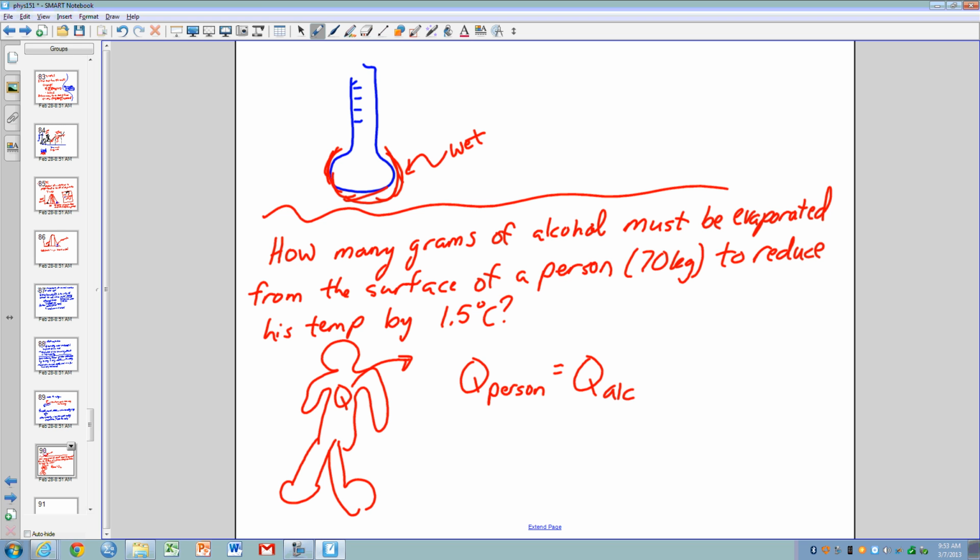I'm going to set that equal to the heat that is taken away by the alcohol. Now, the person isn't changing phase, right? So the amount of heat that is required to change his temperature is just going to be S times M times delta T. That's our calorimetry equation. And then our alcohol is changing phase. It's going from a liquid to a vapor. And so the amount of energy that is lost by the alcohol is the mass of the alcohol times the heat of vaporization. I want to know the amount of alcohol that's lost, so I'm going to solve for this variable.